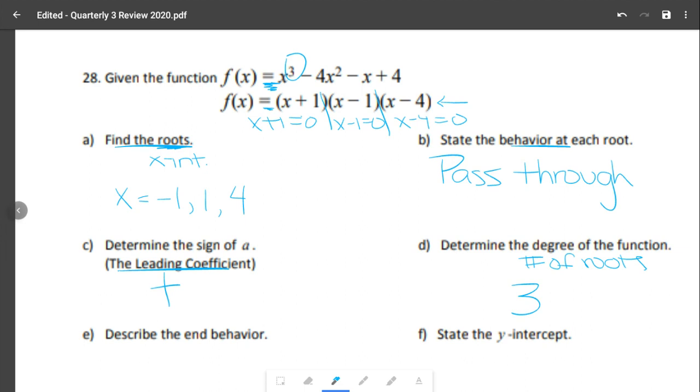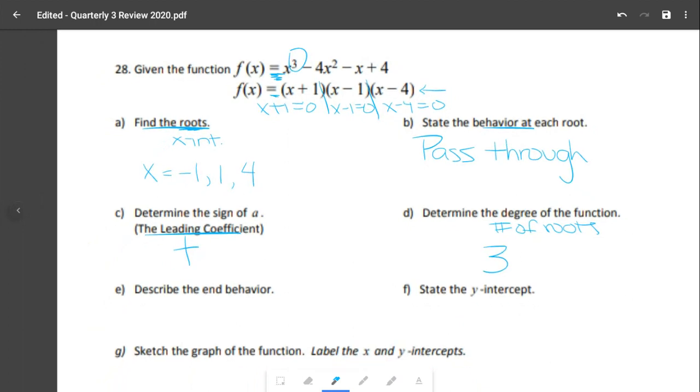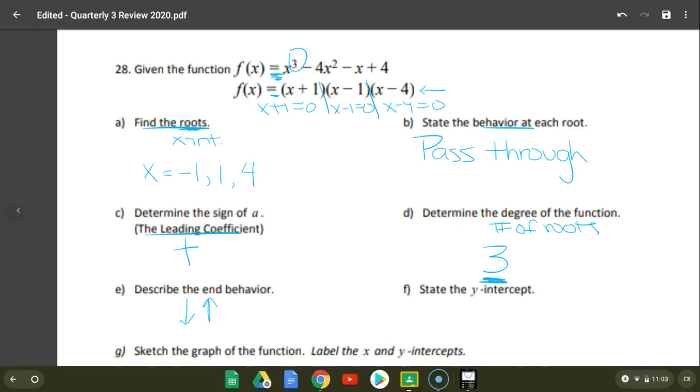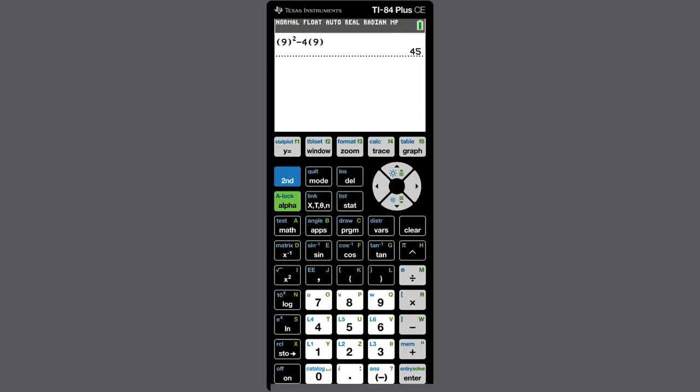Describe the end behavior. This was that chart I gave you guys. A positive leading coefficient with an odd degree 3 has to end up, and the odds are opposite directions, which means it starts down.